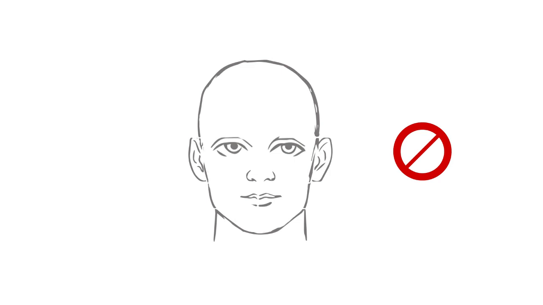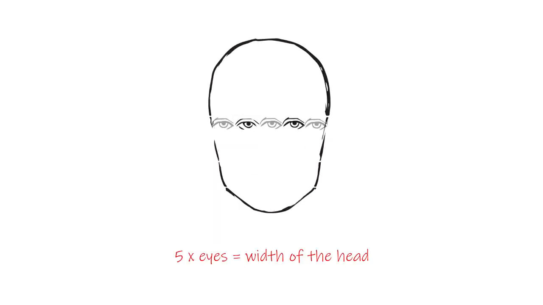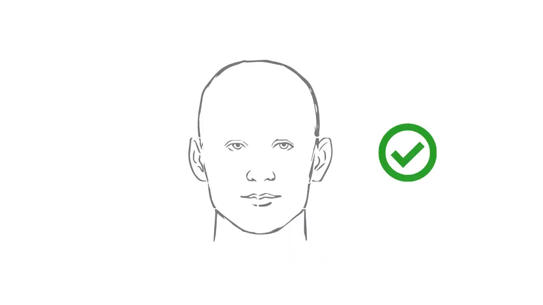There's always a few mistakes that I see students make when they draw the eyes, and just tweaking these can really eliminate a lot of issues in your eye drawings. A common mistake I often see is people tend to make the eyes way too big. Remember, 5 eyes equal the width of the head. One eye needs to fit exactly in between 2 eyes when looking straight ahead.